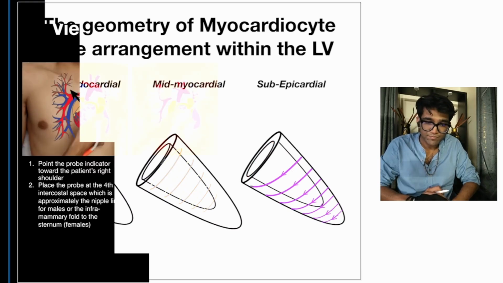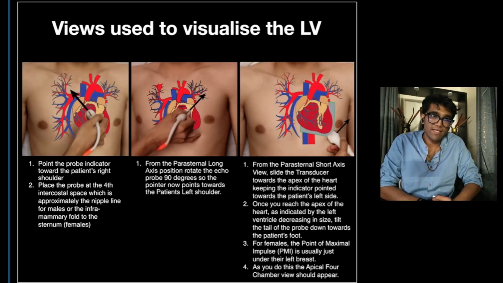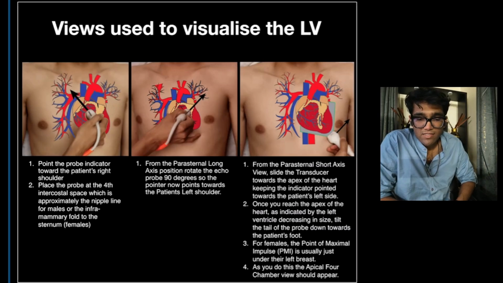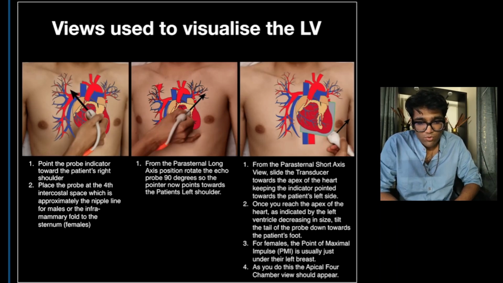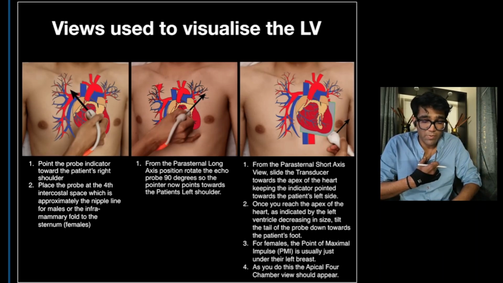So in order to visualize them, we have some standardized views where the probe is placed. The first view is what is known as the parasternal long axis view. For the parasternal long axis view, we place the probe in the fourth left intercostal space, and then the pointer of the probe is pointed towards the right shoulder of the patient.